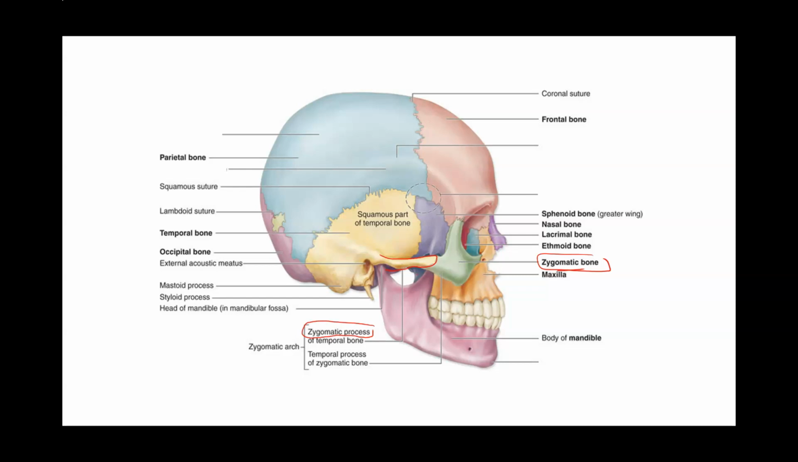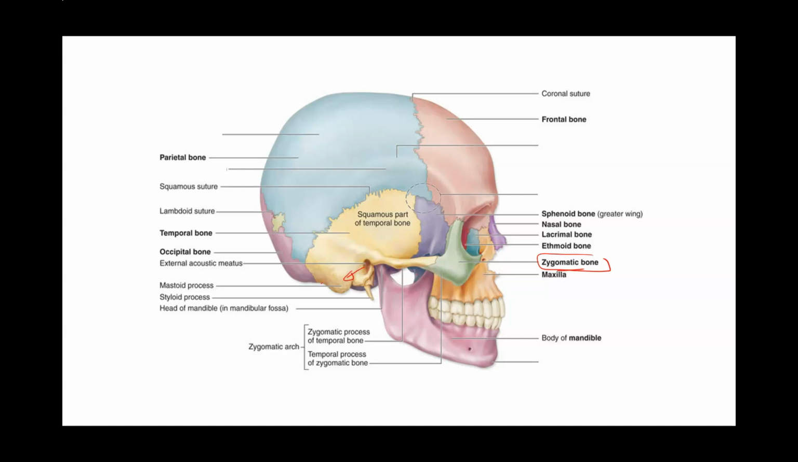And we saw this in the radius and the ulna. The radial notch is the part of the ulna that articulates with the radius. Just like the zygomatic process is the part of the temporal bone that articulates with the zygomatic bone. If you look inferior to the external acoustic meatus, there's kind of this narrow, pointy process called the styloid process. The styloid process projects inferiorly and helps or connects to the ligaments that help suspend the hyoid bone, which we'll look at later.